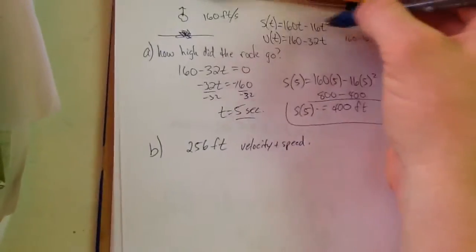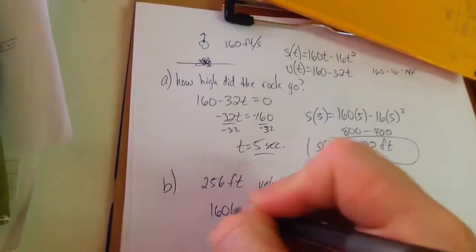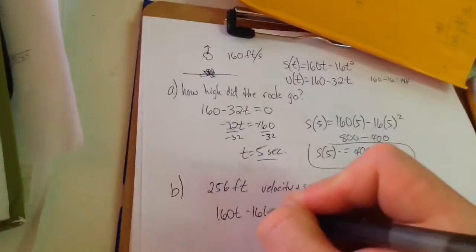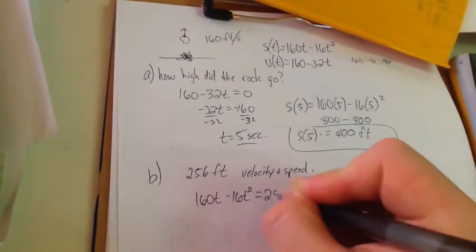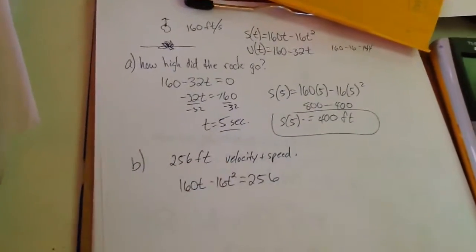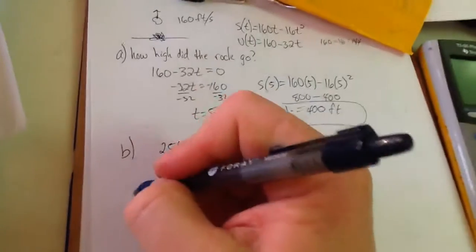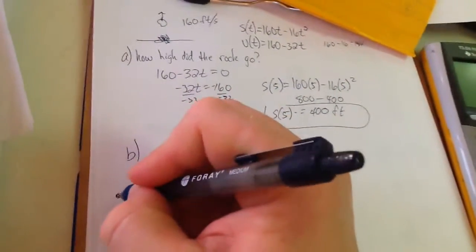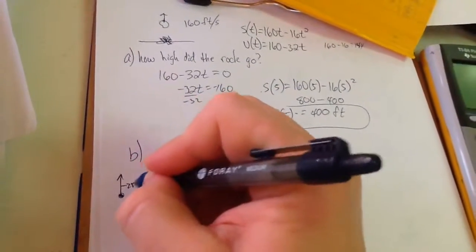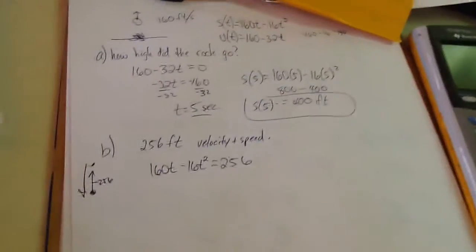Use the position function, right? That's 160t minus 16t squared. When that's equal to 256, we'll solve for t to figure out the time it took to get up to 256 feet. We should get 2 answers here because it starts at the ground, goes up, passes 256 feet, reaches a highest point and falls back down, and it's going to hit 256 feet again.